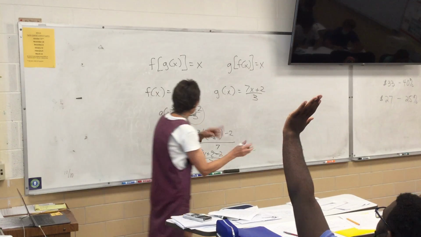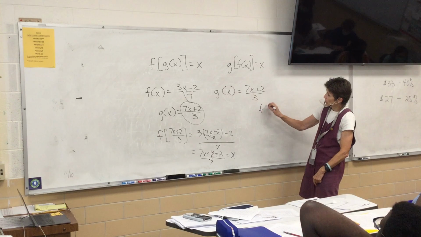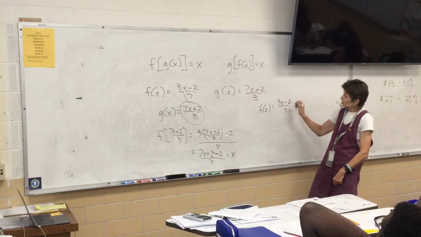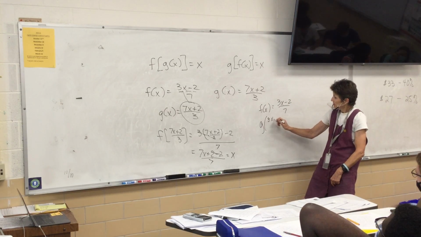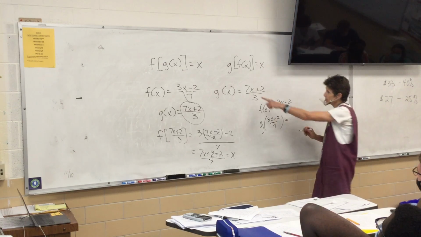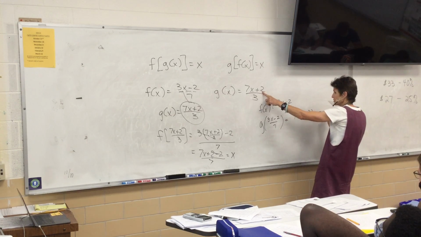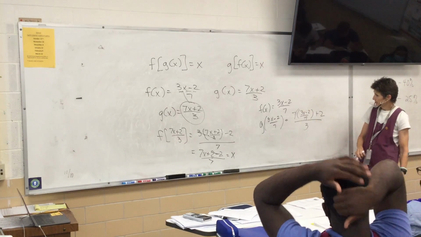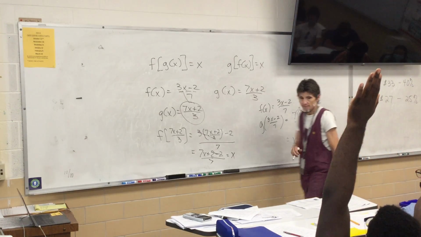Now let me do the other way just to make sure I clean up the mess I just made. So the other one would say start with F. Now plug that into G. So here's my g function. That's gonna be 7 times 3x minus 2 over 7 plus 2 over 3. And hopefully that'll all be, yeah, so that makes x.